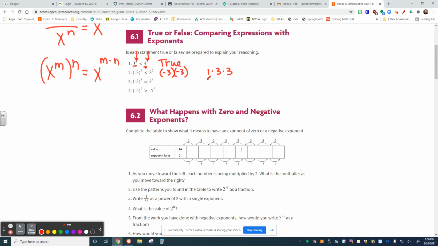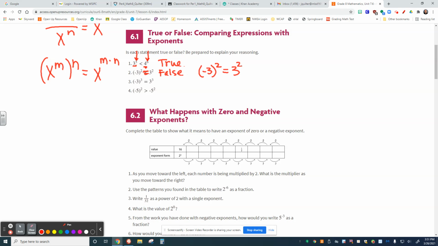What we see on the left, negative 3 times negative 3, is equal to 9. And 1 times 3 times 3 is also equal to 9. So we actually see that these two expressions are equal. In this case, we're dealing with something that's actually false. So we'll get rid of this word and write false, because both those expressions equal 9. We can say the quantity of negative 3 to the 2nd power is equal to 3 to the 2nd power. There's our reasoning for being false.